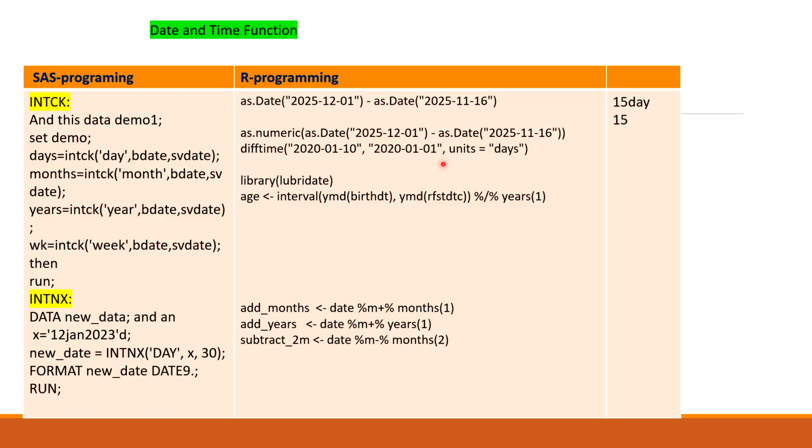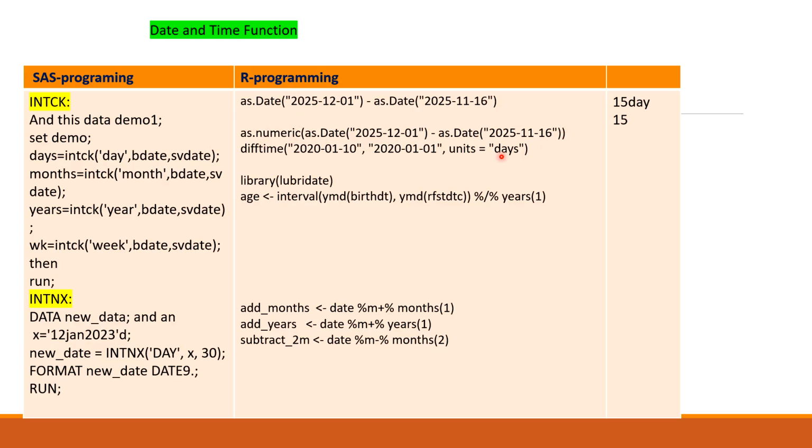If you want only the difference between days, directly use as.Date minus as.Date, whichever date, this birth date or start date. Then you will get the result like 15 days in this way. If you want only numeric, again we need to convert with as.numeric. The same thing you can write here.